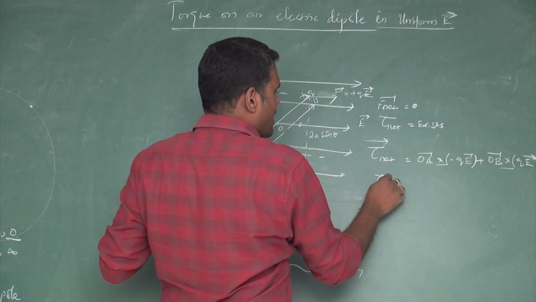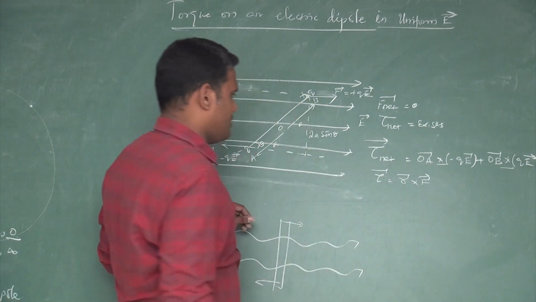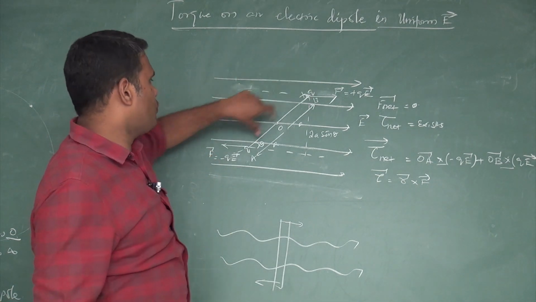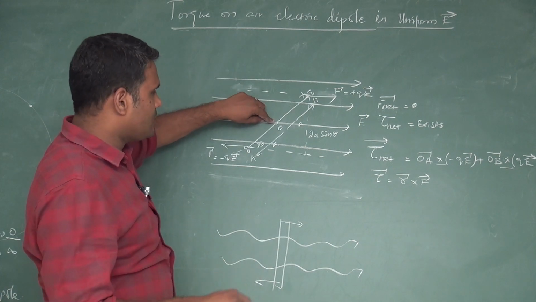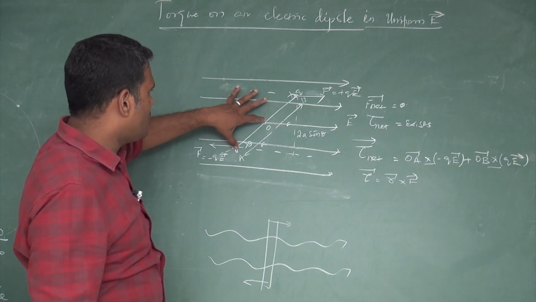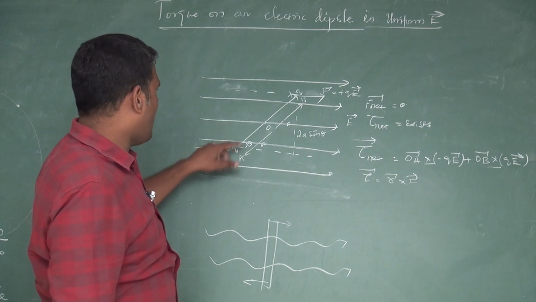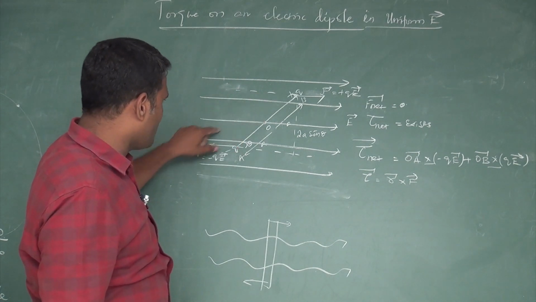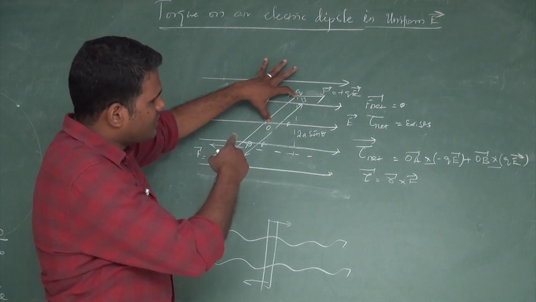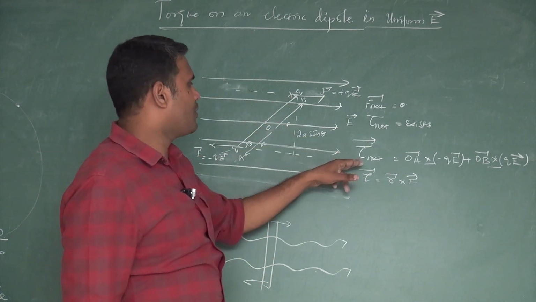As you know very well, the torque is expressed by tau vector equals R vector cross F vector. Tau equals R cross F. So about the point O, I am calculating the net torque produced by the two forces. I am taking the distance of one force from the point O as OA and the force whose magnitude is minus QE vector. I am taking R vector cross F vector. This will give you one torque. And this force multiplied by this distance will give you another torque. If these two torques are added up, then they will give you the net torque.